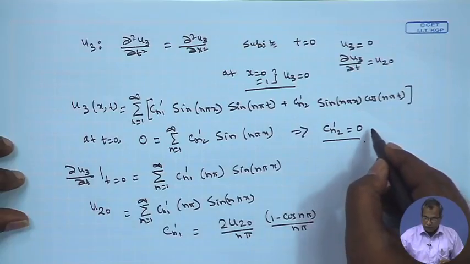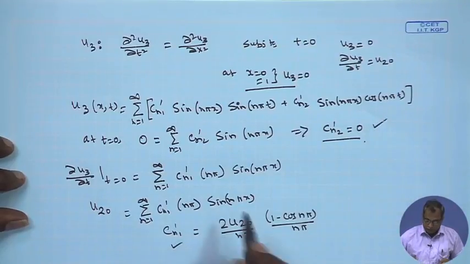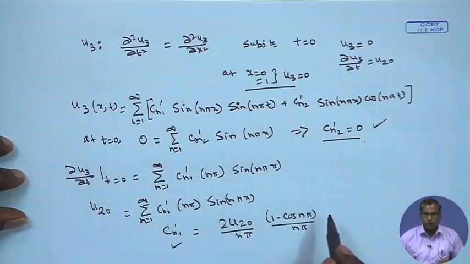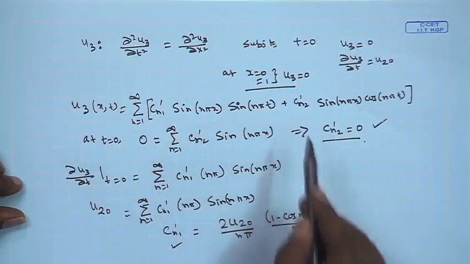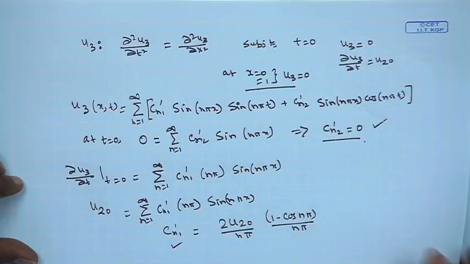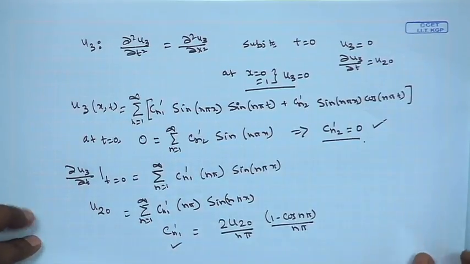So, this way we can evaluate c n 2 prime and c n 1 prime. These will be evaluated by using the orthogonal property, and we can construct the complete solution of u 3 by substituting these two coefficients. Now, which will be very interesting to solve the problem of u 2.